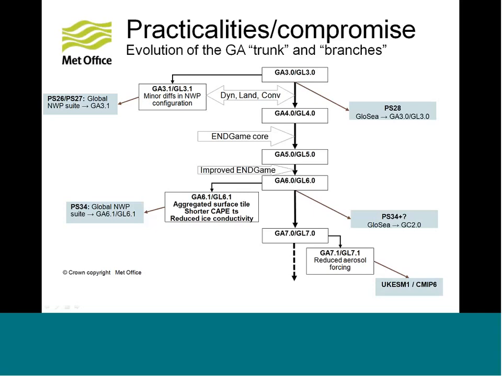It will be used in CMIP 6 and for the baseline of our next Earth system model. But again, in the development of GA 8, we're planning to overcome those issues so that all of these GA 7.1 changes are built into the trunk in the GA 8 configuration.